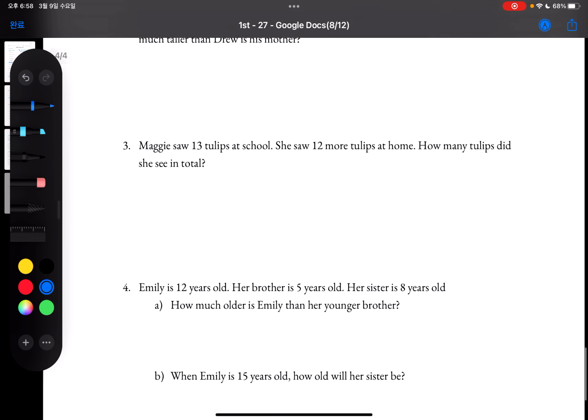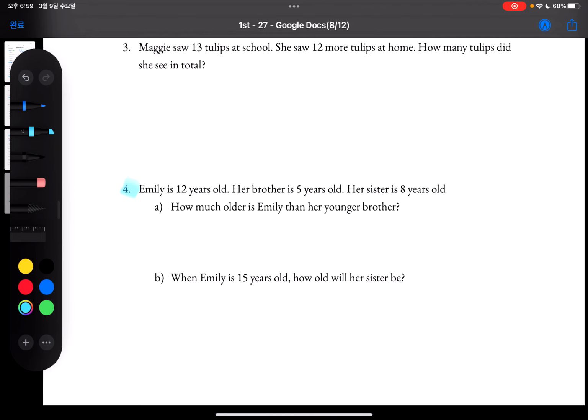Looking at the word problem section, we'll be doing number 4 together. Emily is 12 years old. Her brother is 5 years old. And her sister is 8 years old. The first question asks how much older is Emily than her younger brother. So for now we don't need her sister. We have to look at Emily and her brother's age. So 12 and 5. To see how much older Emily is than her younger brother, we have to do 12 minus 5. So we know the difference between them.